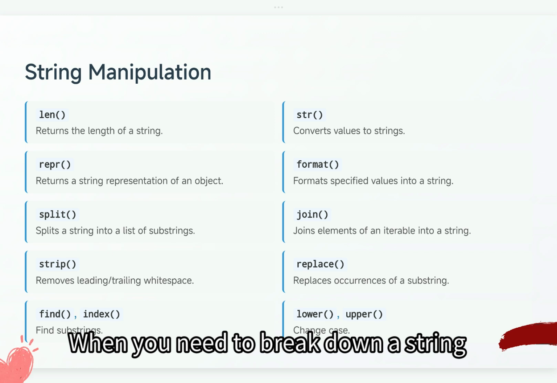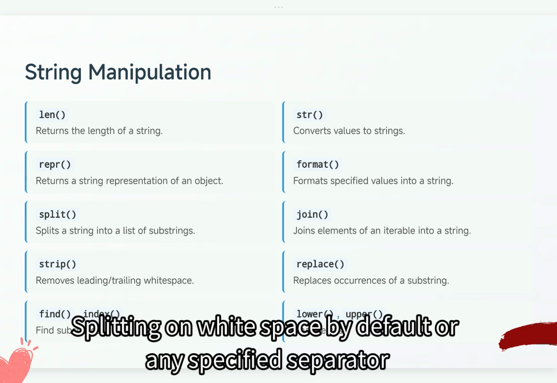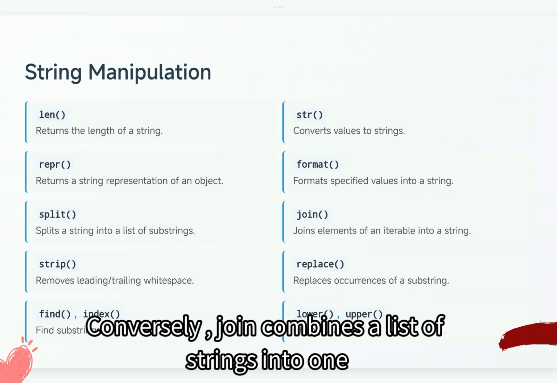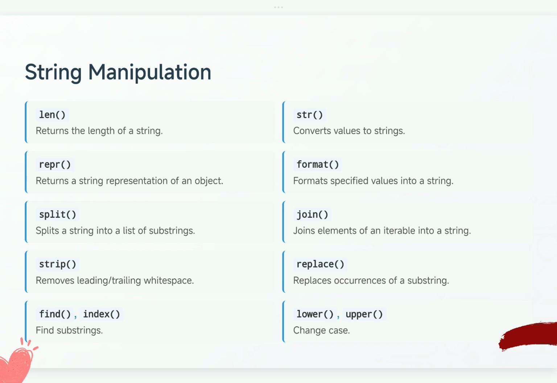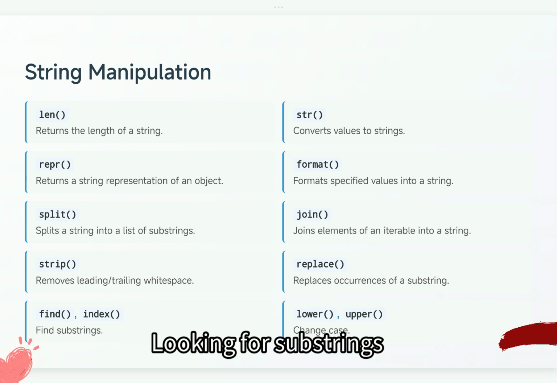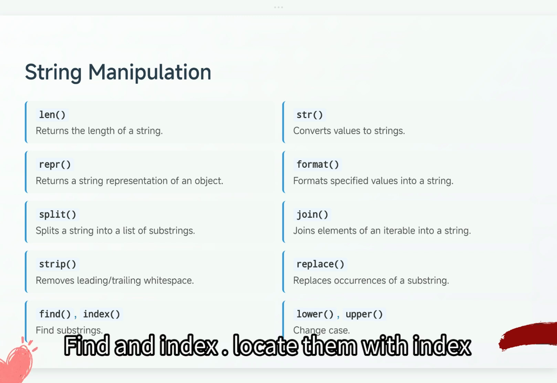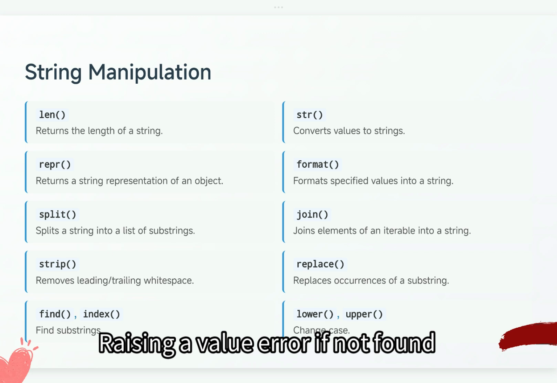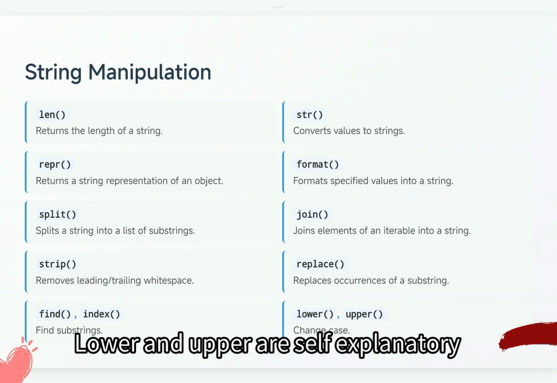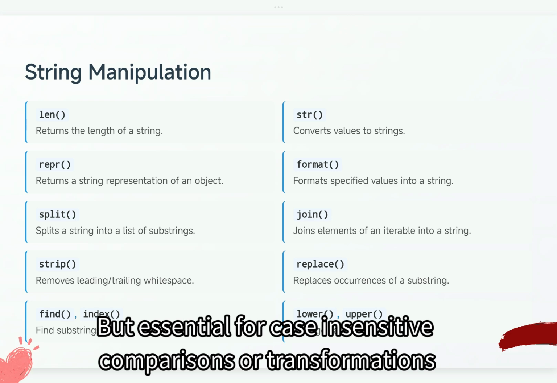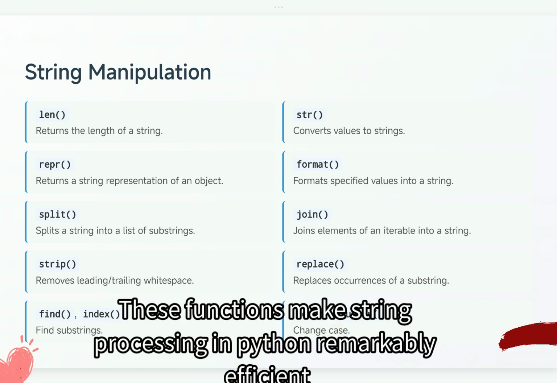When you need to break down a string, split does the job, splitting on whitespace by default or any specified separator. Conversely, join combines a list of strings into one. Cleaning up strings, strip removes leading and trailing whitespace. Need to replace parts of a string? Replace handles that. Looking for substrings? Find and index locate them, with index raising a ValueError if not found, unlike find, which returns -1. And for case manipulation, lower and upper are self-explanatory, but essential for case-insensitive comparisons or transformations. These functions make string processing in Python remarkably efficient.